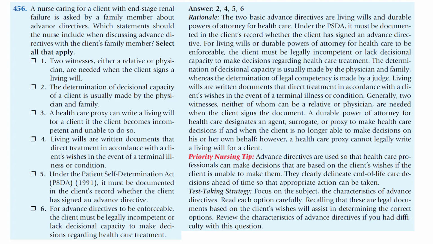1. Two witnesses, either a relative or physician, are needed when the client signs a living will. 2. The determination of decisional capacity of a client is usually made by the physician and family. 3. A healthcare proxy can write a living will for a client if the client becomes incompetent and unable to do so. 4. Living wills are written documents that direct treatment in accordance with the client's wishes in the event of a terminal illness or condition.